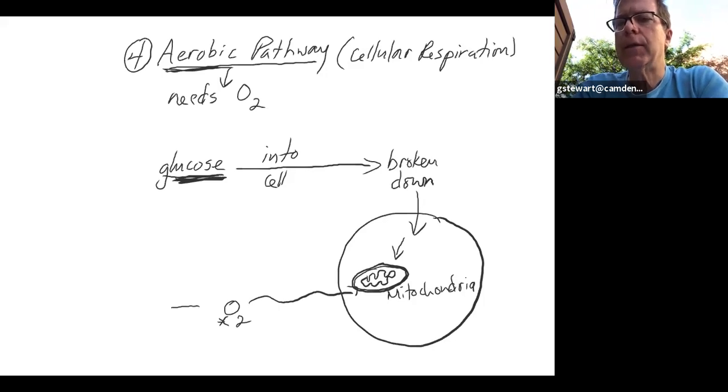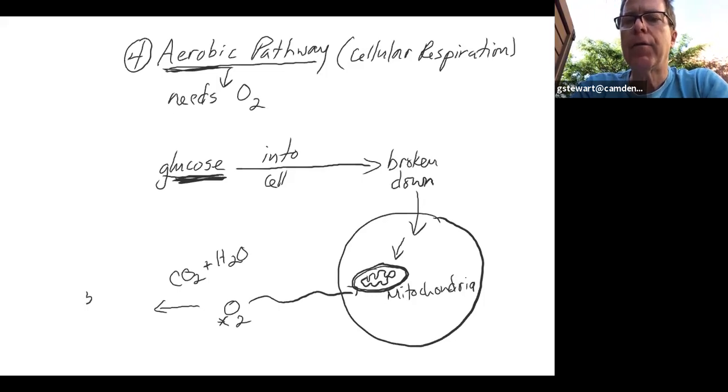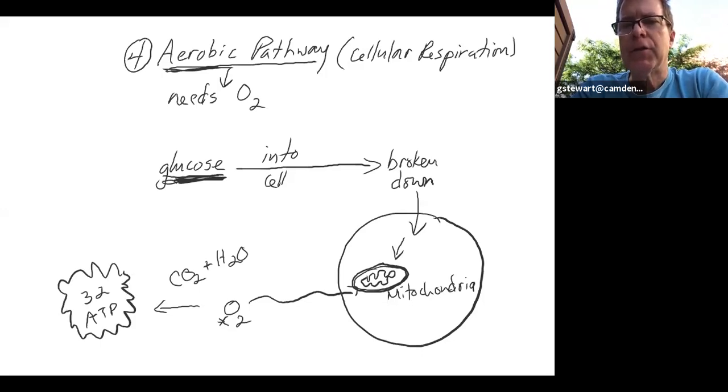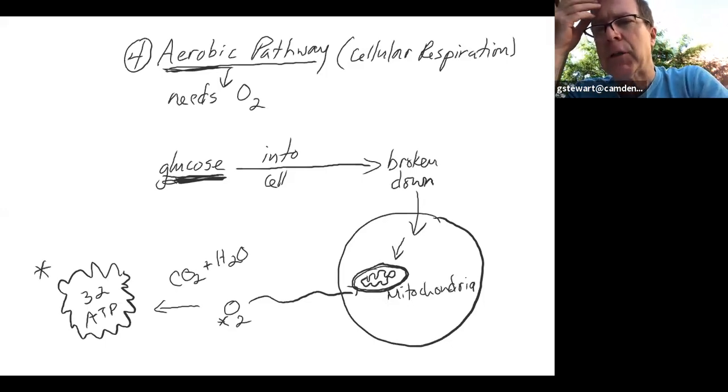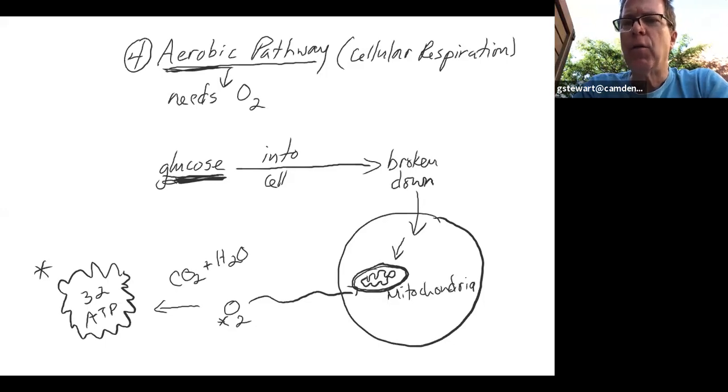So the result is we make carbon dioxide this way, we make water, these are byproducts, and we make 32 ATP molecules from one oxygen and one glucose. That's really efficient. That's what enables us to sustain contractions for a really long time, sustain muscular activity. But we have to have this.